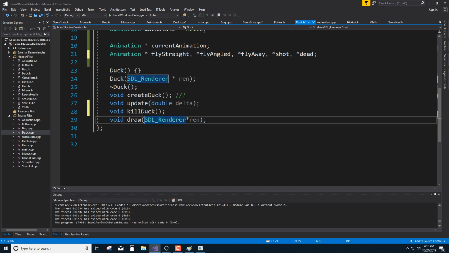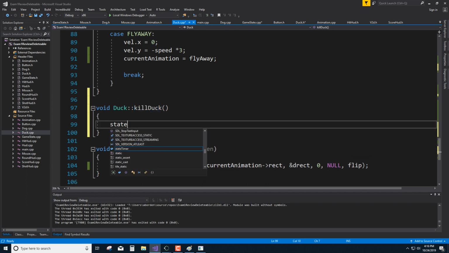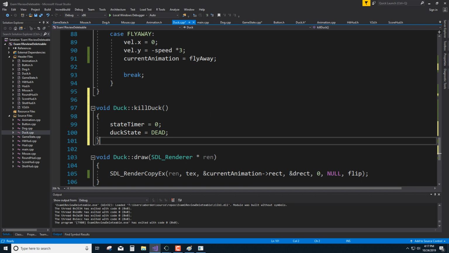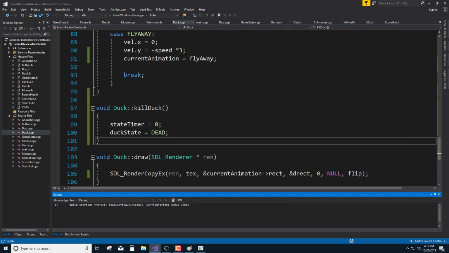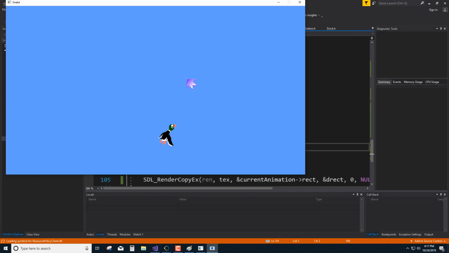So in duck.h, I've added void killDuck. Here we can say state timer equals 0 and duck state equals dead. There's little duck state. Why is that too little? Oh, but it keeps going up.